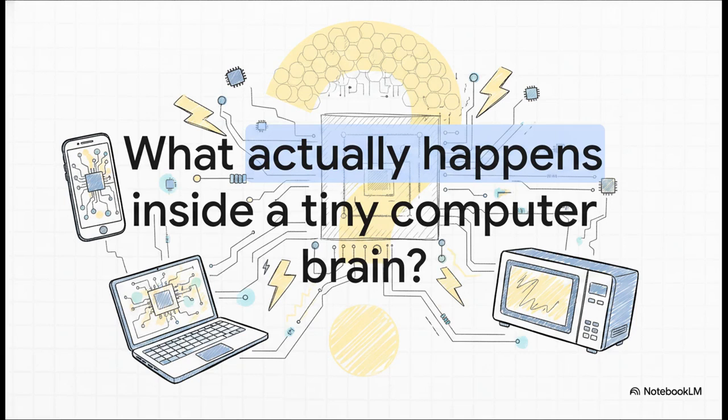Have you ever stopped to actually picture the invisible, lightning-fast logic happening right inside the devices we literally use every single day? I mean, whether you're tapping on a smartphone, typing away on a laptop, or even just setting a modern microwave, there's this tiny hidden world of electrical pathways making all of those complex tasks possible. But how does it actually work?